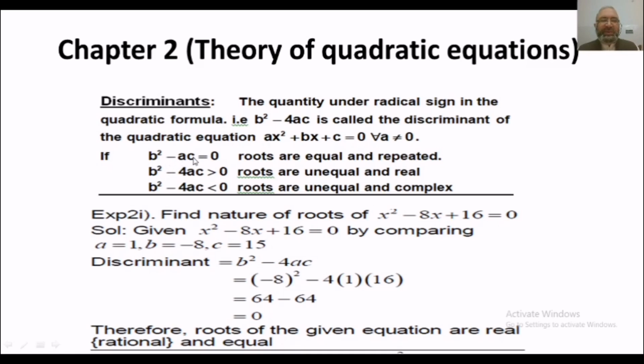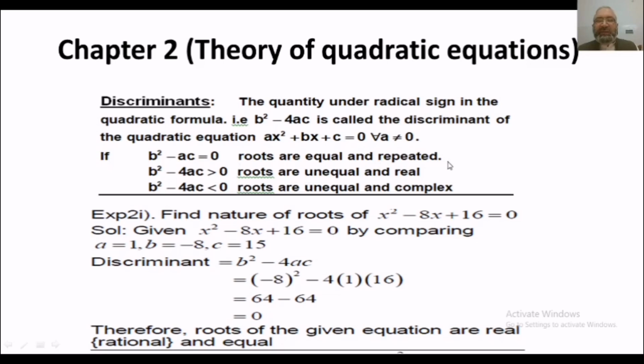If the value of b square minus 4ac is equal to 0, then the roots of the quadratic equation will be equal and repeated, same. If b square minus 4ac is greater than 0, for example 1, 2, 3, 4, etc., then the roots will be unequal and real. And if b square minus 4ac is less than 0, meaning a negative number, then the roots are unequal and complex, or conjugate roots, or imaginary roots. So there are three cases.